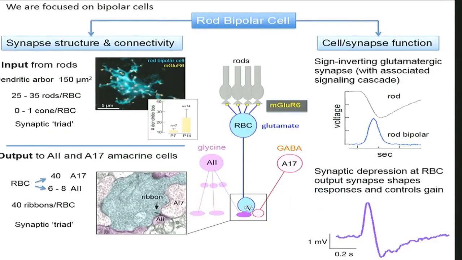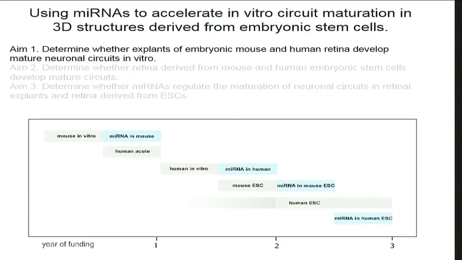We focused on the bipolar cells because the bipolar circuit is very well described. We can look at the ribbon synapse formation using EM. We can record from both the pre- and post-synaptic sides of the bipolar cells, as well as their interaction with the amacrine cells. Because the circuit is so well defined, we can see how well it develops normally, how well it develops in the ES cell-derived cultures, and whether it's accelerated with the microRNAs.